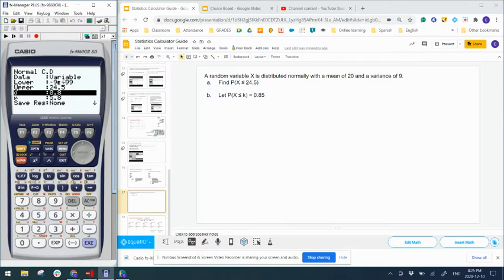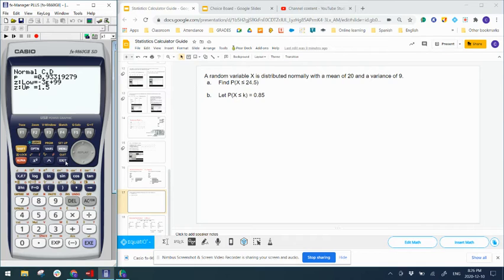So this specific question gave us our variance. And remember, the variance is the standard deviation squared. So we need to square root that in order to find what the standard deviation was. And it says we have a mean of 20. So once our data is all entered, we just hit enter. And there we go. Our probability of this happening is 0.933. So the probability that our value is less than or equal to 24.5 is 0.933.